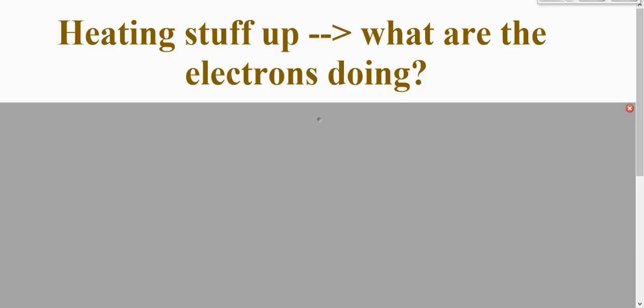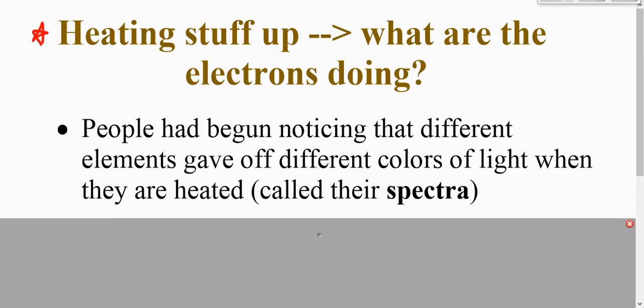So a little bit more about when you were heating stuff up, what are the electrons doing? This is what people were studying. This is what Bohr was studying. So this is kind of going backwards a little bit, but how did people figure this out? Well, a little over 100 years ago, people began noticing that different elements gave off different color lights when they're heated, and that's called their spectra. It's called the atomic emission spectra as well. It's just another word for what they call it.